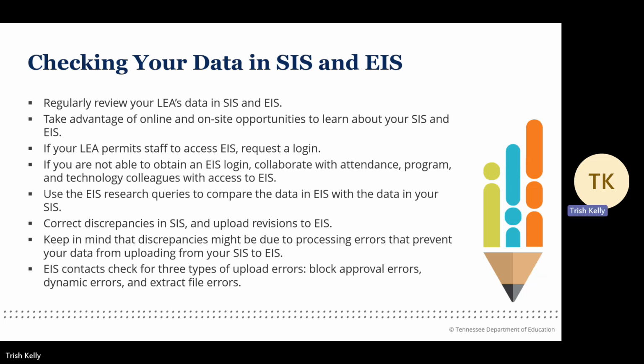Use the EIS research queries to compare the data in EIS with the data in your student information system. Correct discrepancies in your student information system and upload revisions to EIS. Keep in mind that sometimes the discrepancies arise because the data have not fully processed in EIS. So work with your EIS contacts to check for three types of errors: block approval errors, dynamic errors, and extract file errors.